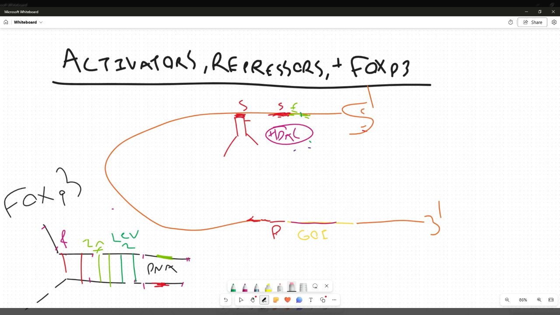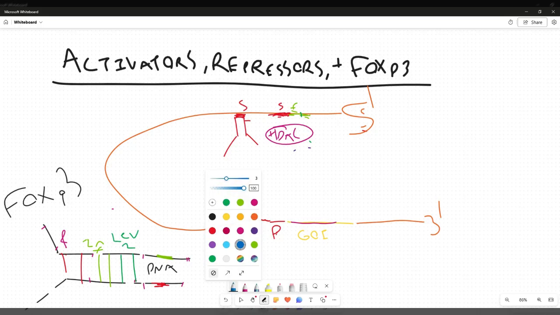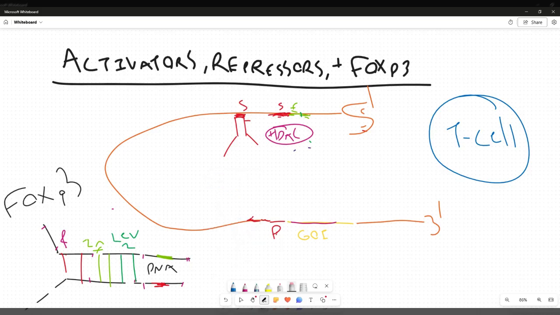So really, the main function of Foxp3 is to modify T cells. Let's make T cells blue here. Say this is a T cell. Or I should say, we'll call this a T regulatory cell. That's more accurate. So I'll call this a Treg. So Treg is like your immune system quarterback. Or let's say it's your immune system general.